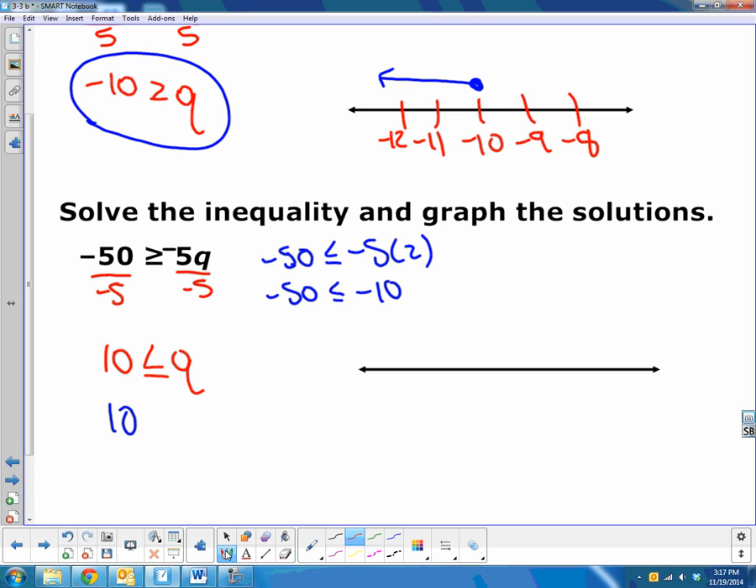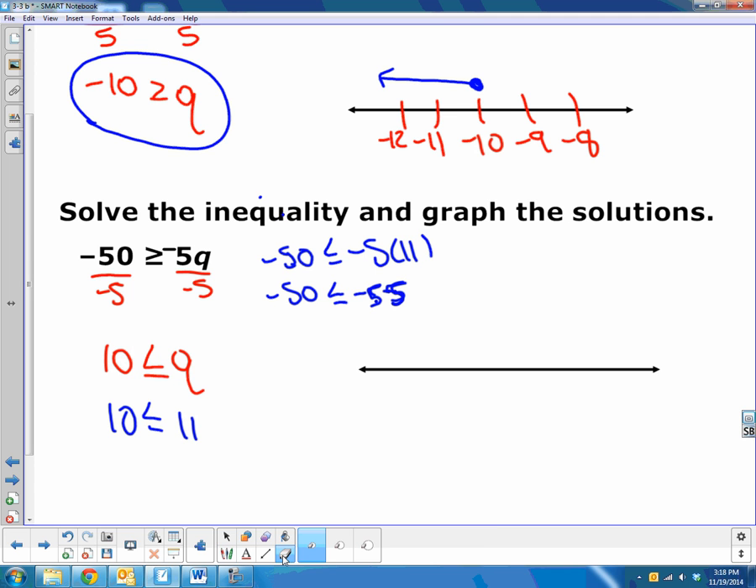Let's see how that ends up going. So let's pick a number greater than 10. How about 11? Let's say I substitute 11 into the problem. Now, negative 50, and I've got a new symbol. Negative 5 times 11 is negative 55. And that's true. Negative 50 is less than or equal to negative 55. That works. In fact, any number that you choose greater than 10 will give you a correct solution.